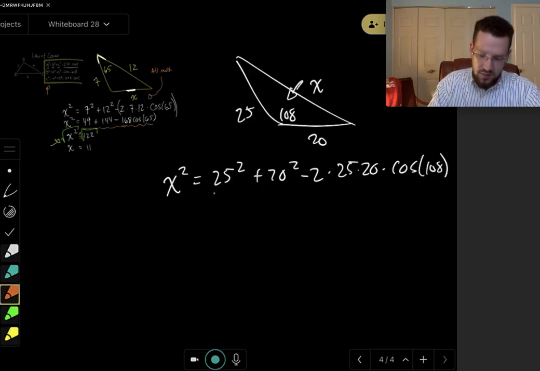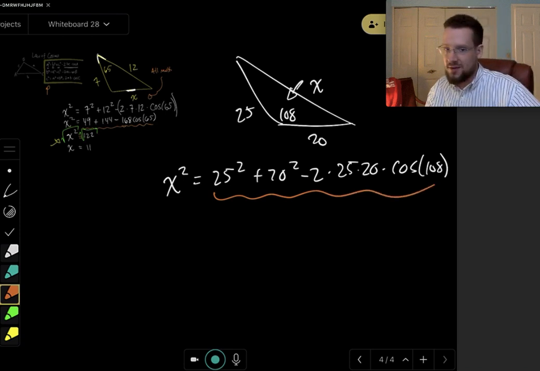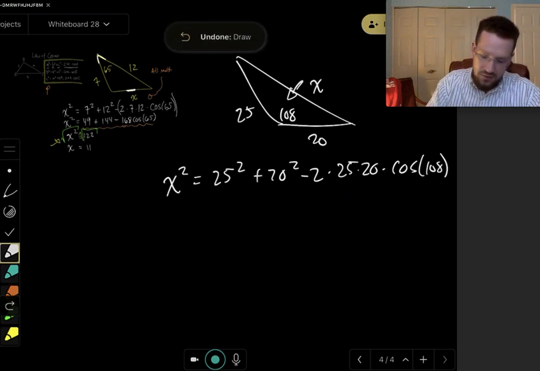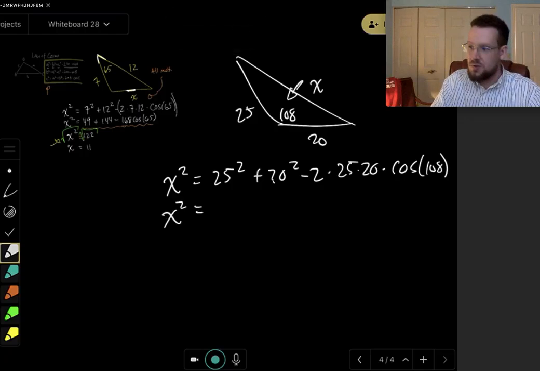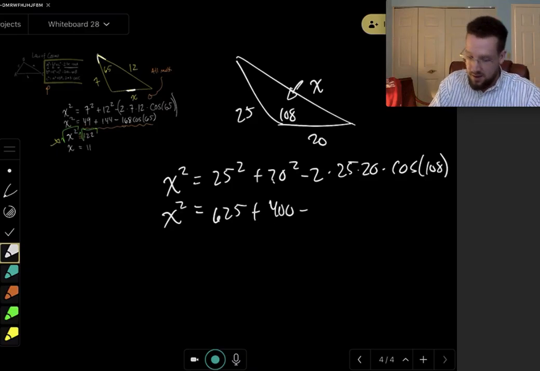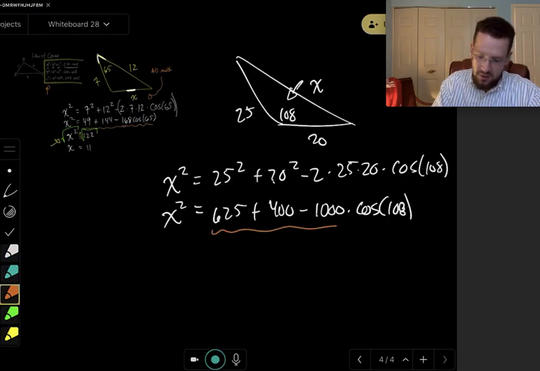Now, don't try to be a tough guy or girl and put all of this in the calculator. Don't do it. It's just too much. Do one step at least where you take the squares. 625 plus 400 minus 500 times 2, 1000 times the cosine of 108. And then this is something that we can put in the calculator pretty easily.